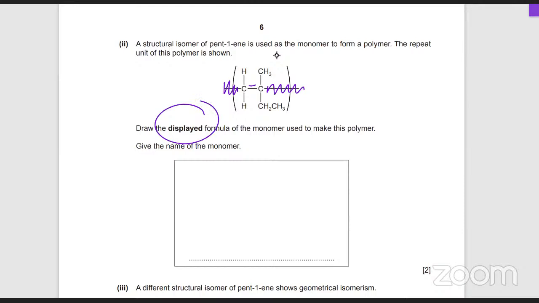What do you mean by a displayed formula? क्या show करना होता है इसमें? All bonds. तमाम बॉन्ड. ठीक है, एक bond show करना है. ठीक है, so you have to show the H. You have to show the CH3s as well. नीचे क्या, that's CH2 and CH3, so that's C with two H's. He's also asking for, I think, the name of the monomer as well.